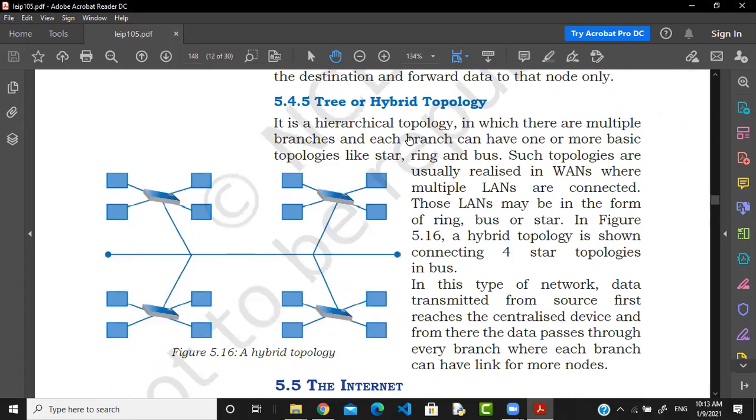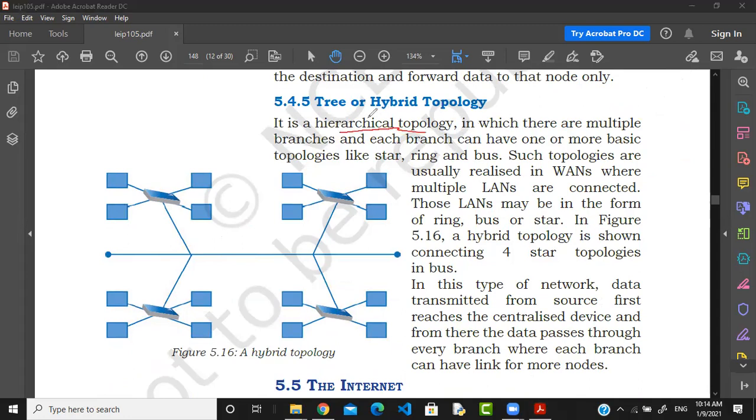Next is the tree or hybrid topology. What is the meaning of tree? It means here we are going to follow the hierarchical structure. That is the tree. Normally tree is the hierarchical topology in which there are multiple branches, and each branch can have one or more basic topologies, like star, ring and bus. But if you are going to categorize, then you can say that tree is the hierarchical topology.